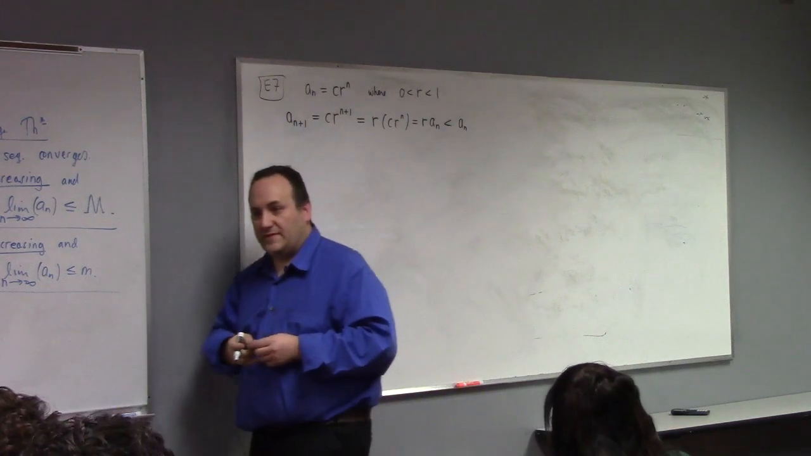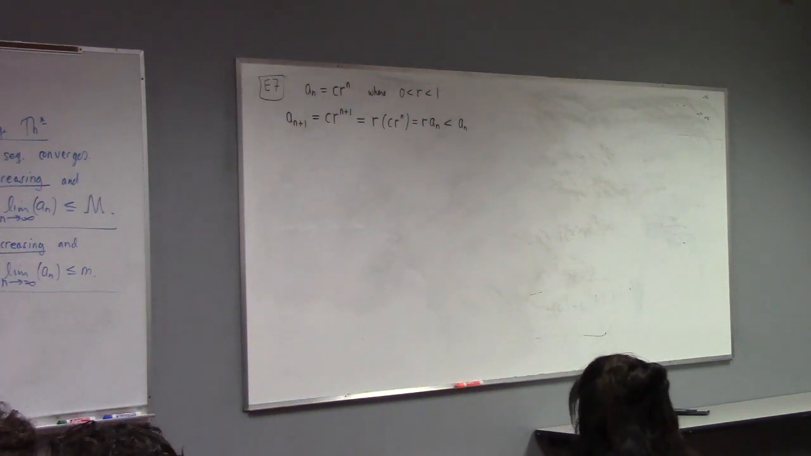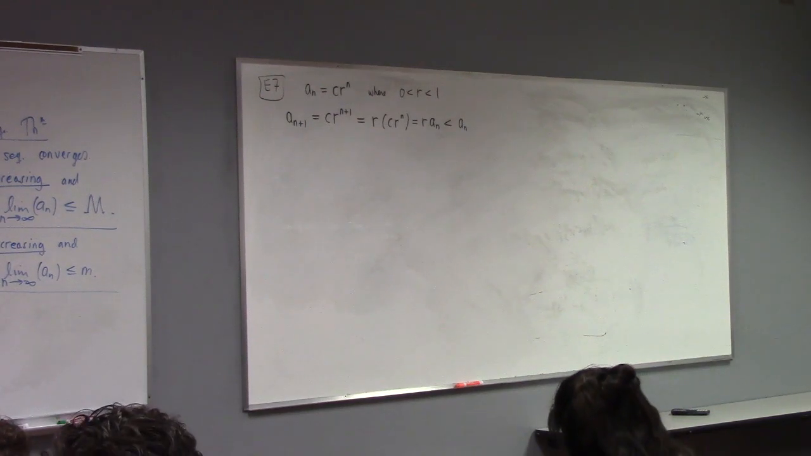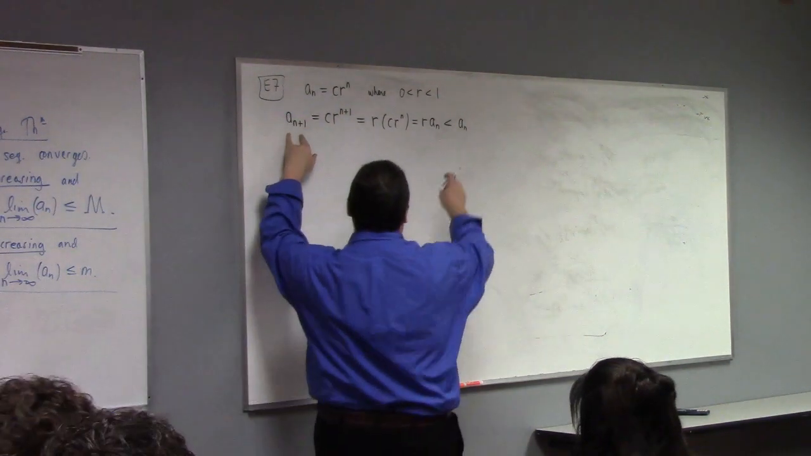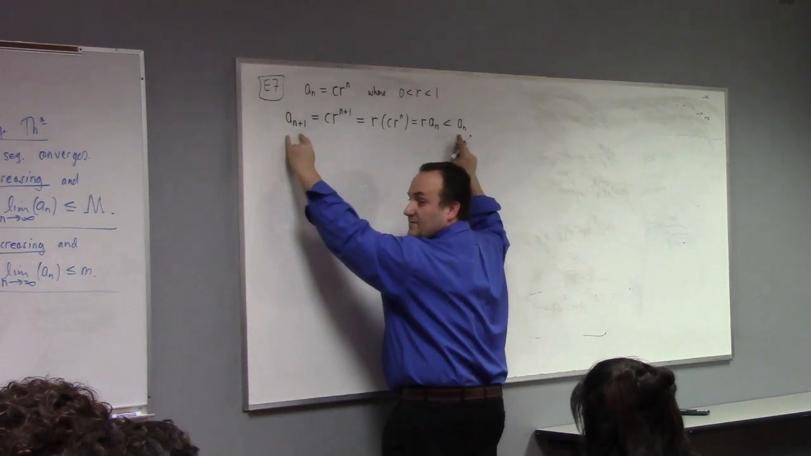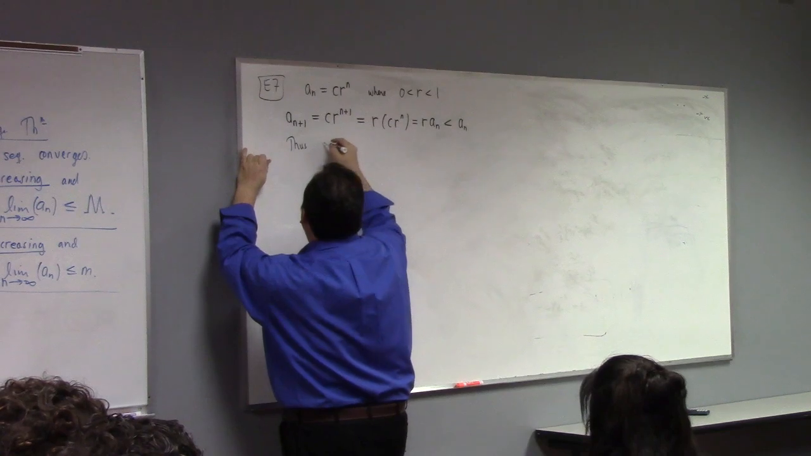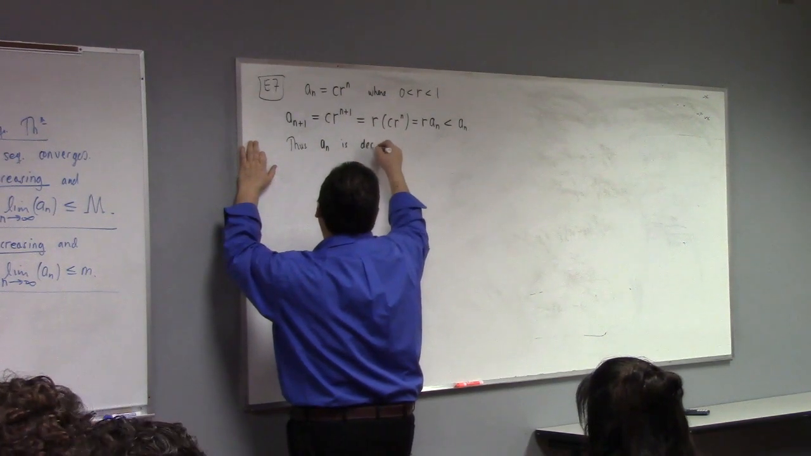What does that show you about this sequence? Is it increasing? Is it decreasing? As we increase the index, the value of the sequence is getting smaller. See this? A sub n plus 1 is smaller than a sub n. This was done for arbitrary n, thus a sub n is a decreasing sequence.